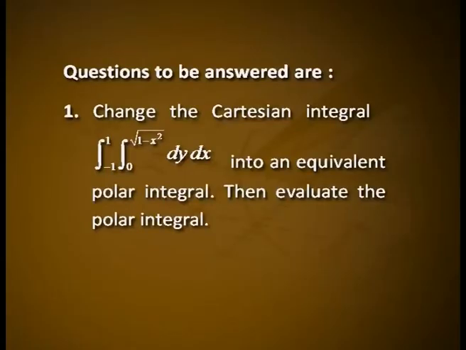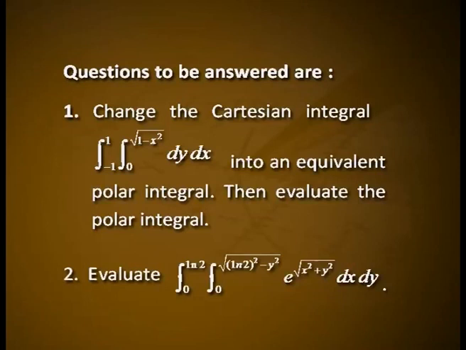1. Change the Cartesian integral from minus 1 to 1, integral 0 to square root of 1 minus x squared dy dx into an equivalent polar integral. Then evaluate the polar integral. 2. Evaluate integral 0 to ln 2, integral 0 to square root of (ln 2) squared minus y squared, e raised to square root of x squared plus y squared dx dy.